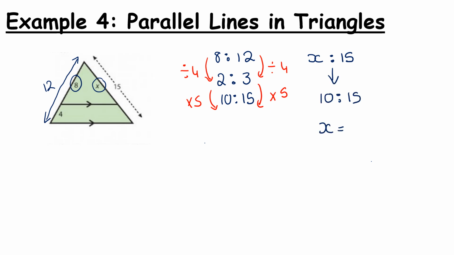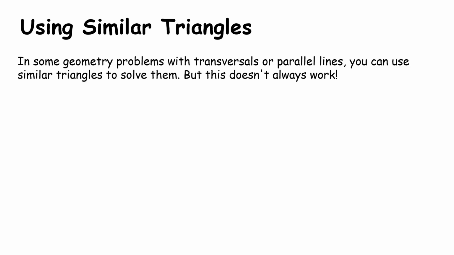So x is equal to 10. So we're using our ratios to figure out that missing side. Now, in some questions, you may be able to use the idea of similar triangles. Not always, but similar triangles tend to work for the majority of questions we've seen on the old junior cycle, the old junior cert papers and the new junior cycle papers.